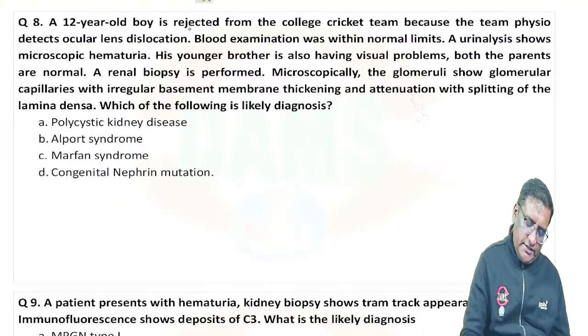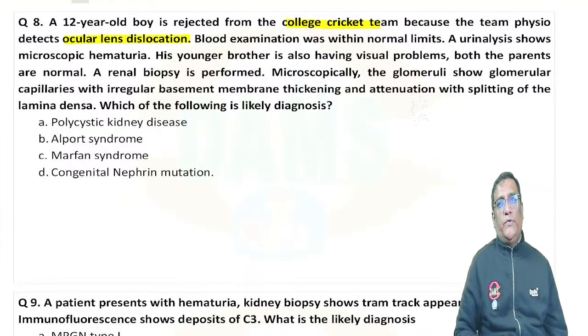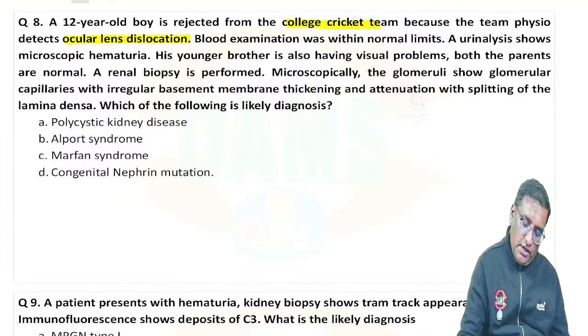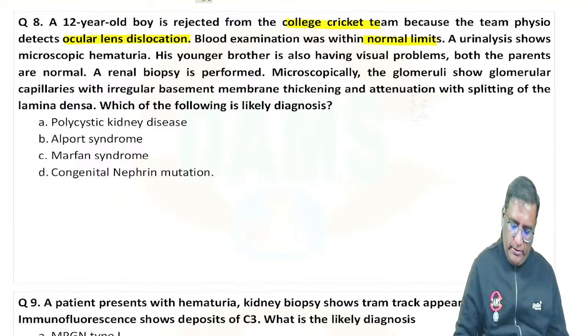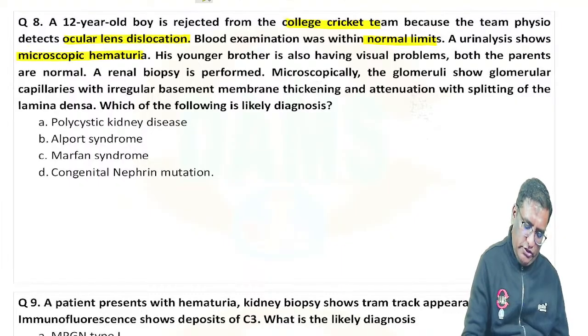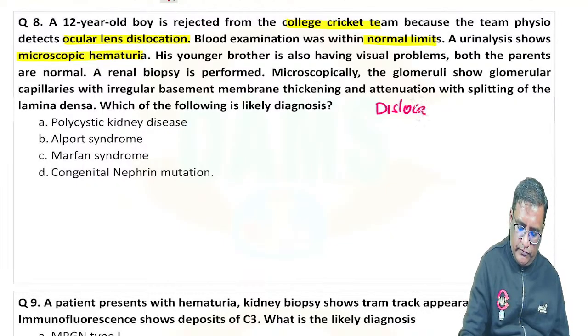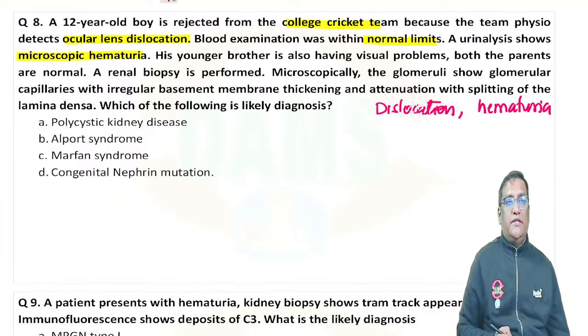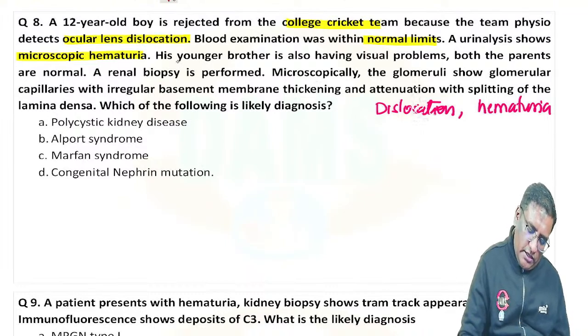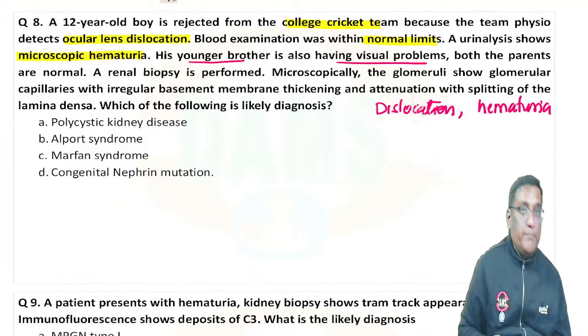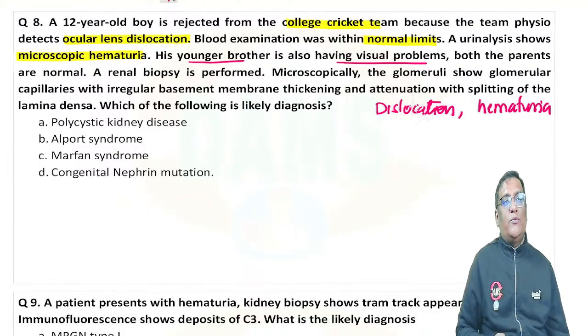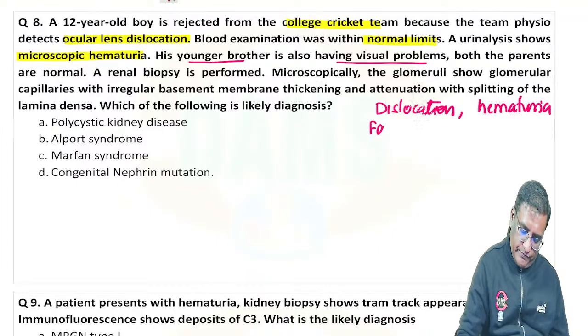A 12-year-old boy is rejected from the college cricket team because the team physio detects ocular lens dislocation. Blood examination is within normal limits. Urine analysis shows microscopic hematuria. So let us write down the features: lens dislocation and hematuria, two things. Then his younger brother is also having a visual problem. So there is a family history. Family history positive, isn't it?